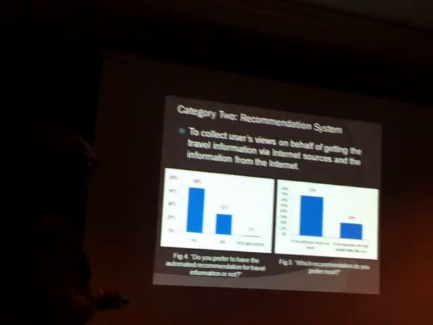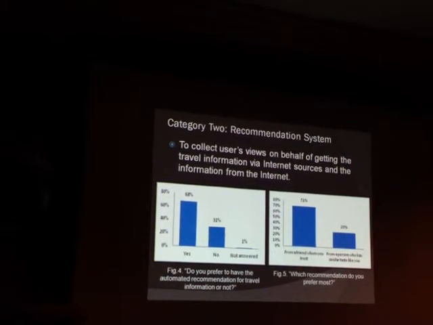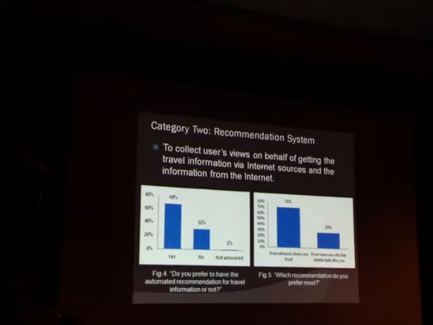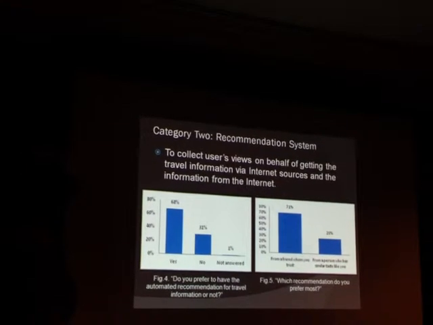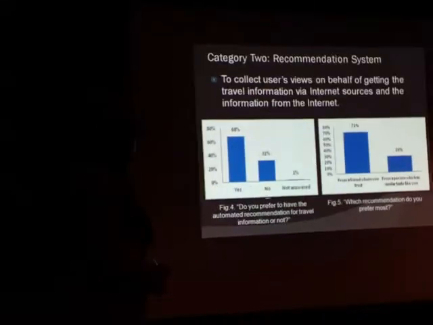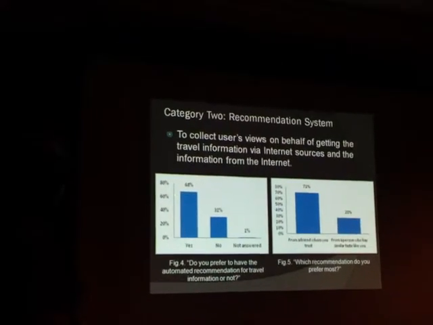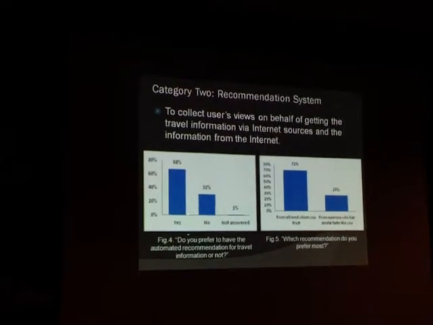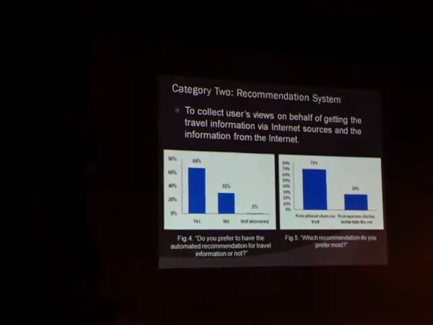Okay. So this category 2 is the recommendation system. This one is to collect users' views on getting travel information from internet sources. So here is one of the questions: do you prefer to have automated recommendations for travel information or not? And 68% answered yes, the others no, and some said maybe or had no answer.